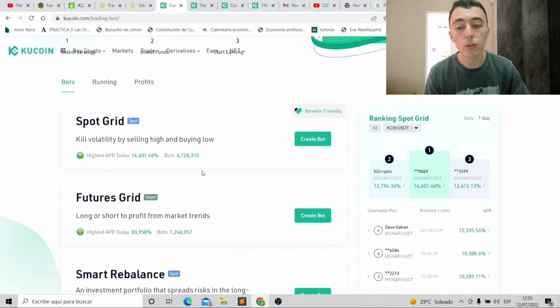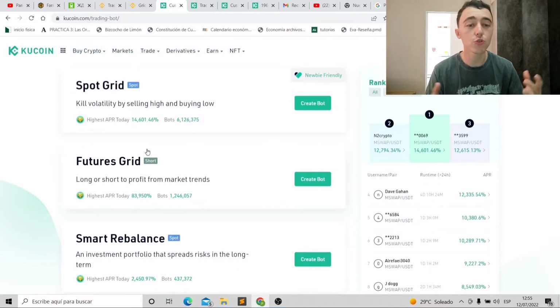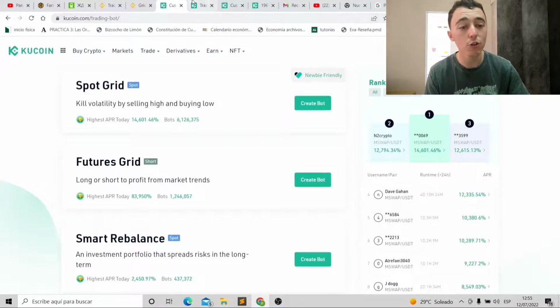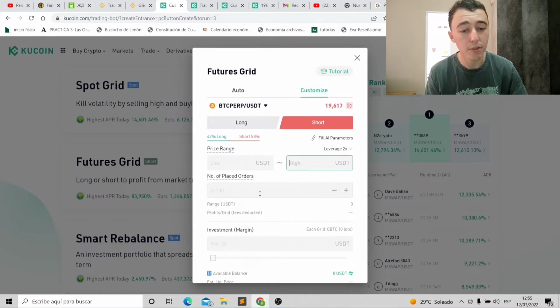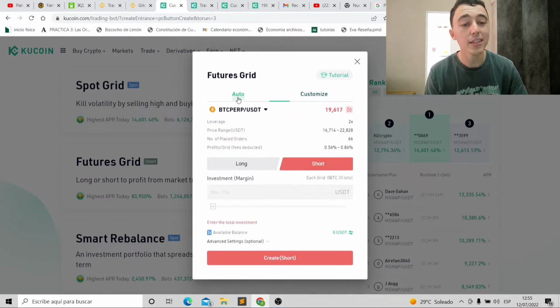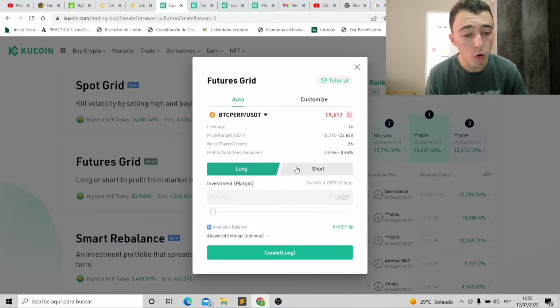What can we do for that? Then we have the futures grid. This futures grid works the same. The only problem is you cannot see it in the graph. It doesn't work like that. You have to do it from here, and you have to put the investment in manually. Basically, you can customize the range, as I said, the same thing, number of orders and investment. But this one can go short. You can go long or you can go short.